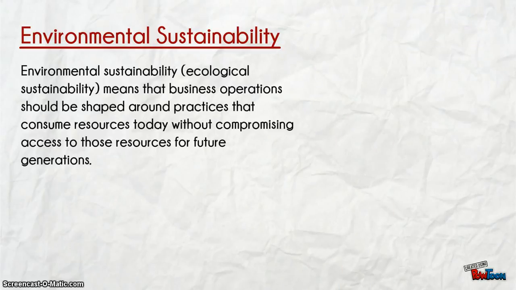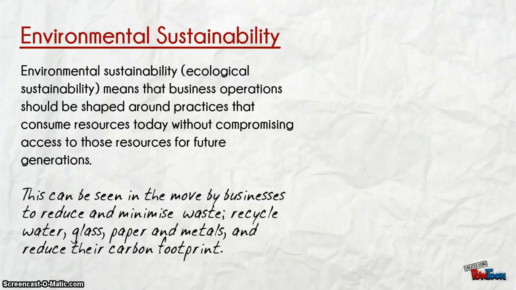Environmental sustainability, otherwise known as ecological sustainability, means that business operations should be shaped around practices that consume resources today without compromising access to those resources for future generations. So there's the need now to look at the processes that you're doing within operations and how they're going to affect people in the long run. That means different stakeholders: your workers, your suppliers, and also the general public. It can be seen in the move by businesses to reduce and minimize waste, recycle water, glass, paper, and metals, and reduce their carbon footprint as a whole. It works twofold. One, it can reduce costs significantly, which we'll see in a second with Mount Franklin, but it also means a better relationship with your stakeholders, for example the public, and ties into corporate social responsibility, which we look at in our next syllabus dot point.